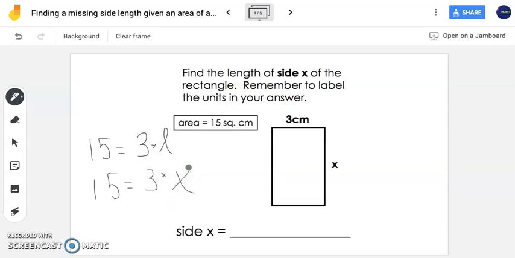Now that's telling me 3 times some number is going to give me 15. Many of you might know that something is 5 because 3 times 5 is 15. If you are unsure, you can also do 15 divided by 3, which gives you 5. Now notice my side X is 5 centimeters, not square centimeters, because square centimeters would mean I have my area. We are just finding that missing side length here, which happens to be 5 centimeters. And notice you can confirm your answer is correct, because if you were to go back and plug in 5, you have 5 times 3, which equals 15 square centimeters.